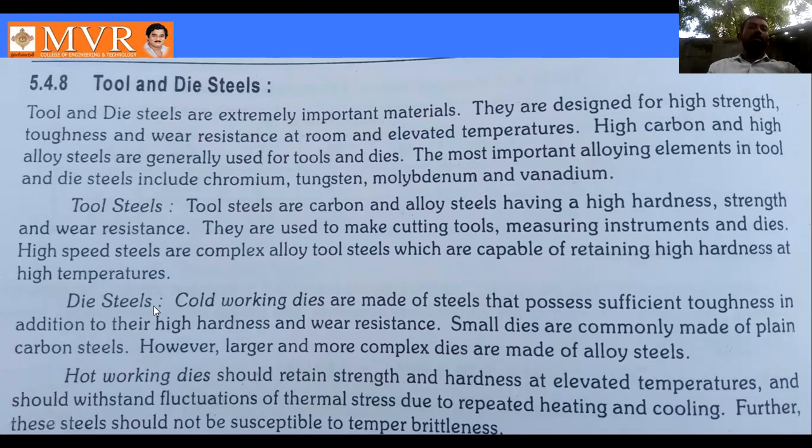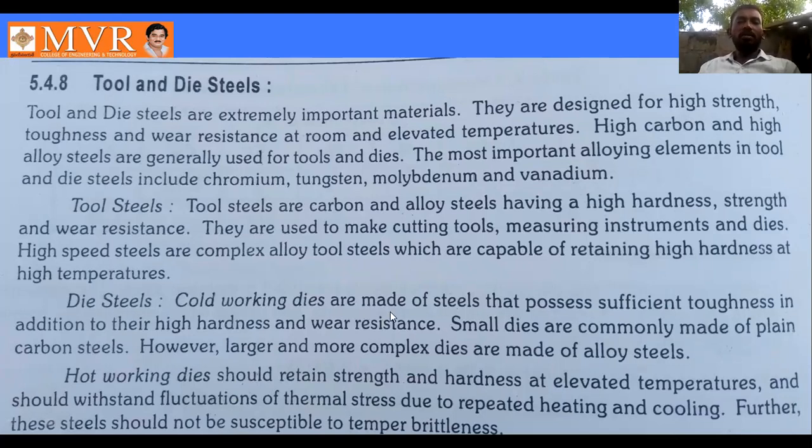So next is die steels. Cold working dies are made of these steels. In machinery we use these dies. These cold working dies are made of steels that are processed for significant toughness in addition to their high hardness and wear resistance. So this is the main point.